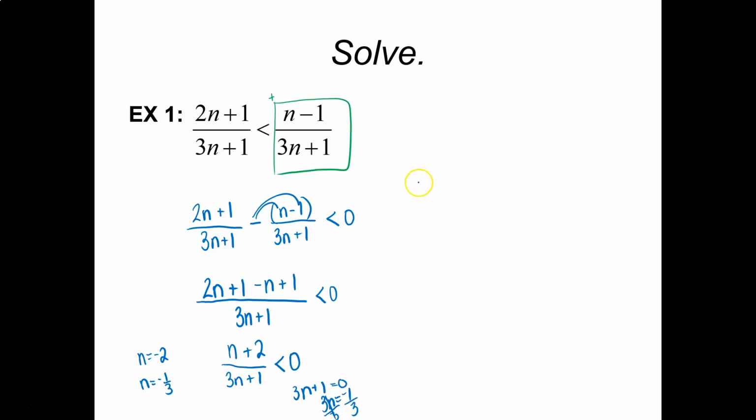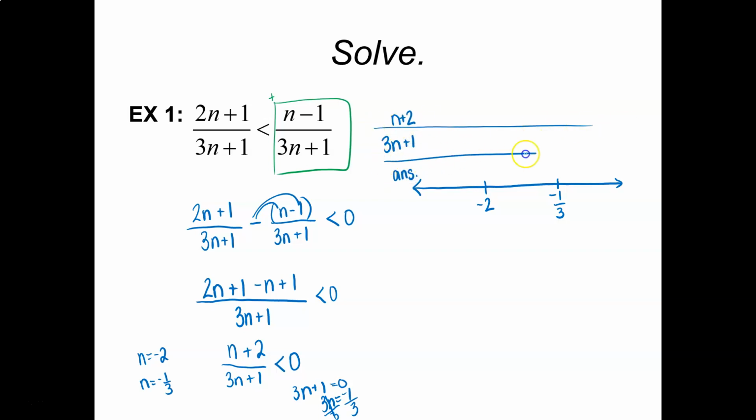So we're going to put these two on our number line. Negative 2, negative 1/3. My factors go over here on the side. n plus 2, 3n plus 1, and then I'm going to make a line for my answer. Okay, all right here.